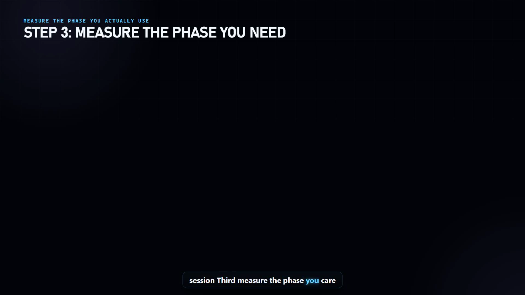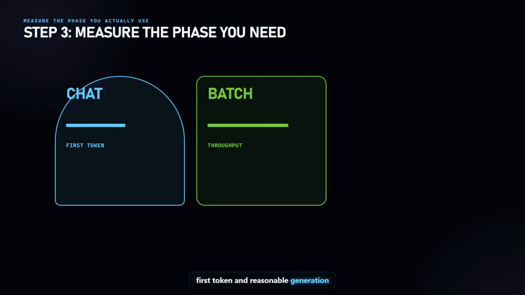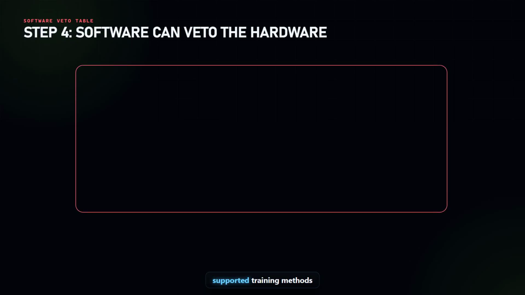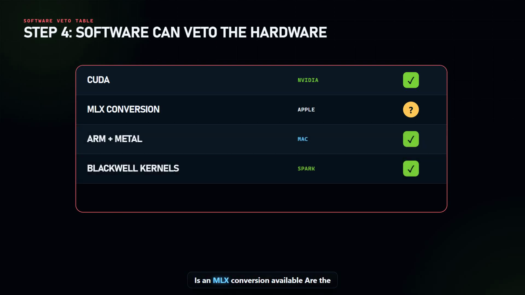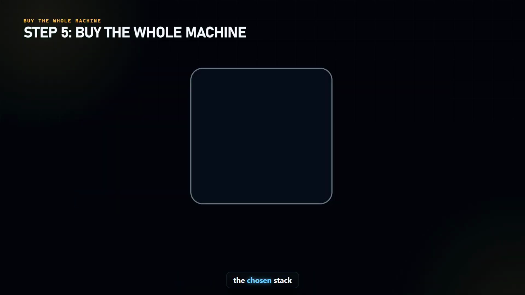Third, measure the phase you care about. Interactive chat needs low time to first token and reasonable generation. Batch summarization may care about total throughput. Fine-tuning cares about memory, compute, and supported training methods. Fourth, list software constraints. Does the project require CUDA? Is an MLX conversion available? Are the kernels optimized for ARM, Metal, or Blackwell? Can the team debug the chosen stack?